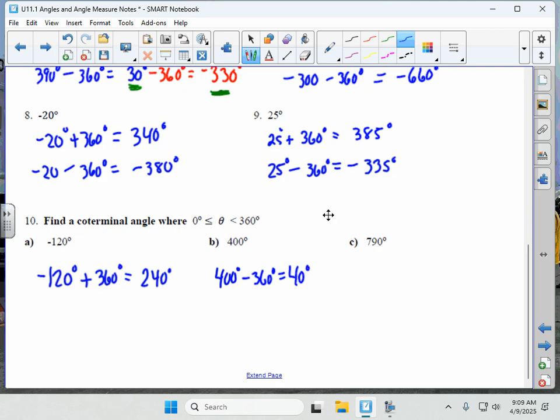Starting with 790. Well, 790 is bigger than 360, so we're going to subtract 360 to make it smaller. So that's 430 degrees. But 430 degrees is still too big, so we're going to subtract off another 360. That's going to get us 70 degrees. All right, so 70 degrees is between 0 and 360. So again, you can do this as many times as you need to as far as adding or subtracting 360.